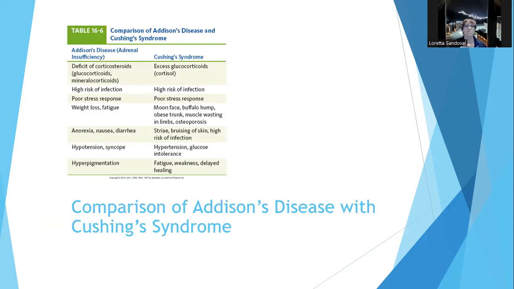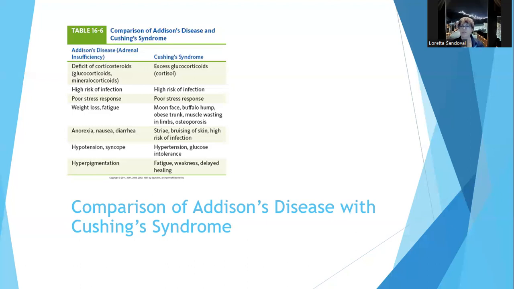So Addison's disease and Cushing's syndrome are like the hyper for adrenal hormones. So adrenal insufficiency is the hypo. It's a deficit of glucocorticoids, corticosteroids. You get poor stress response, high risk of infection, weight loss and fatigue, anorexia, nausea, diarrhea, hypotension, hyperpigmentation. Cushing's is hyperadrenal, so you get excess glucocorticoids, also with a high risk of infection, but also with a poor stress response. But it's sort of the opposite of weight loss. You get the moon face, a rounded, obese trunk, and muscle wasting in the limbs, and potentially osteoporosis.